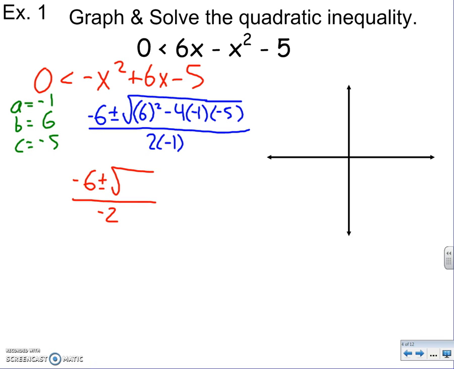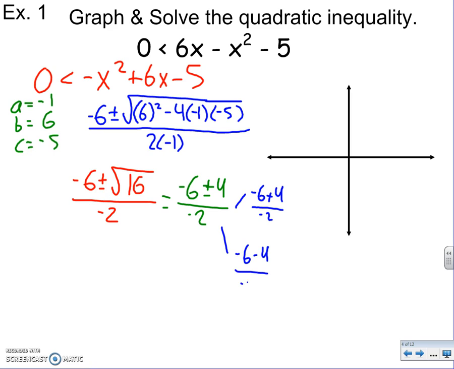So 6 squared is 36 minus 20. That gives us 16. All right, since it's positive, there's 2 roots, 2 different answers, but next we take the actual square root of 16. So we know that is 4 over -2. Then we do the 2 cases. The first case is -6 plus 4 over -2. And the second case is -6 minus 4 over -2. And we simplify that. Let's see, -2 over -2 is +1. And -10 over -2 is -5, +5.